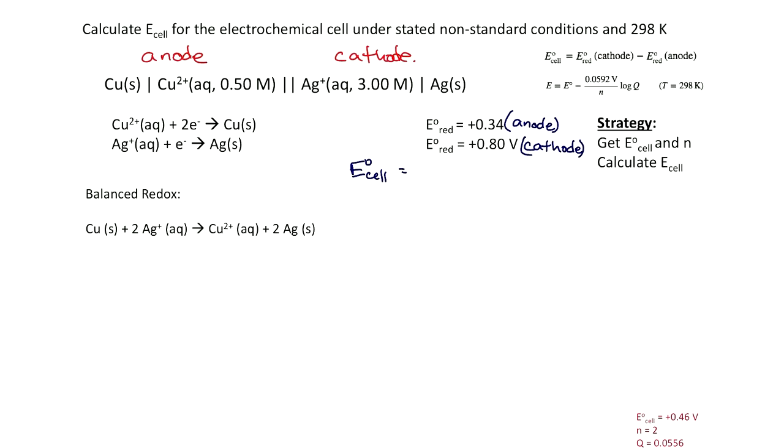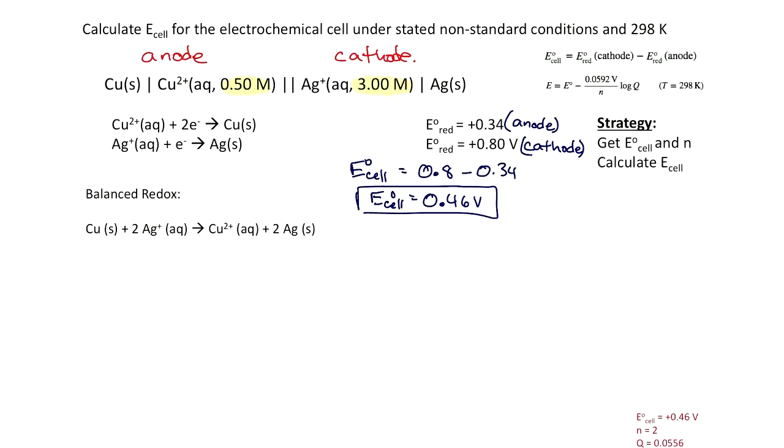So that means E cell is equal to 0.8 minus 0.34. So if we were at standard conditions, we would calculate or measure a cell potential of 0.46 volts. But are we at standard conditions? We are not. If we were at standard conditions, these two numbers would be 1 molarity, but we're not at standard conditions. So if we're not at standard conditions, we need to calculate the Nernst equation.